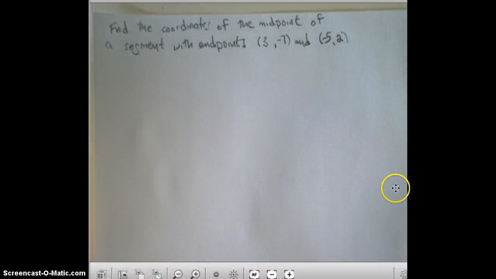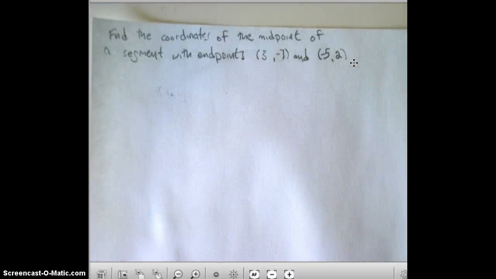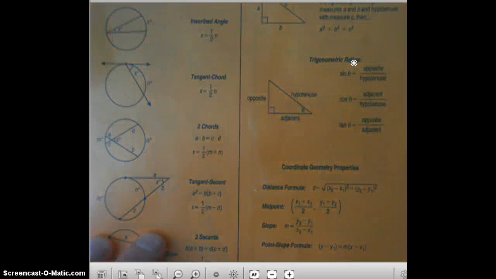We want to find the coordinates of the midpoint of a segment with endpoints (3, -7) and (-5, 2). You may want to take a moment to pause the video and write this problem down. At this point, you should be familiar with the midpoint formula. Let's put that up on the screen for a second. The midpoint formula is right here.